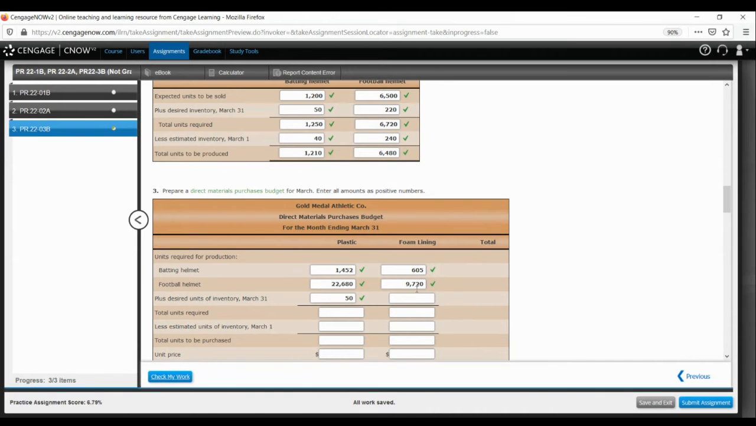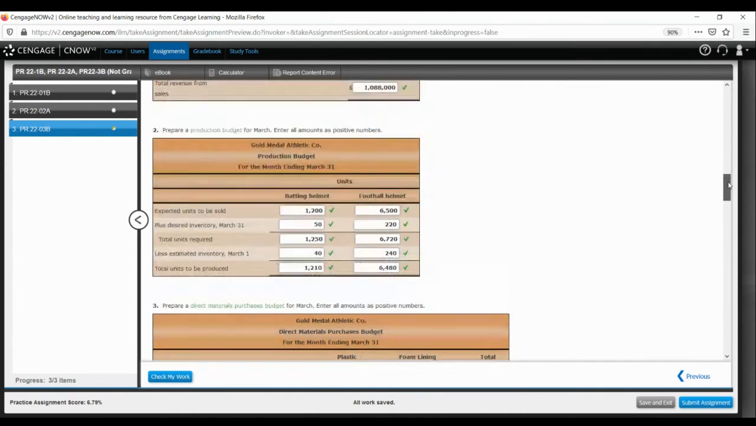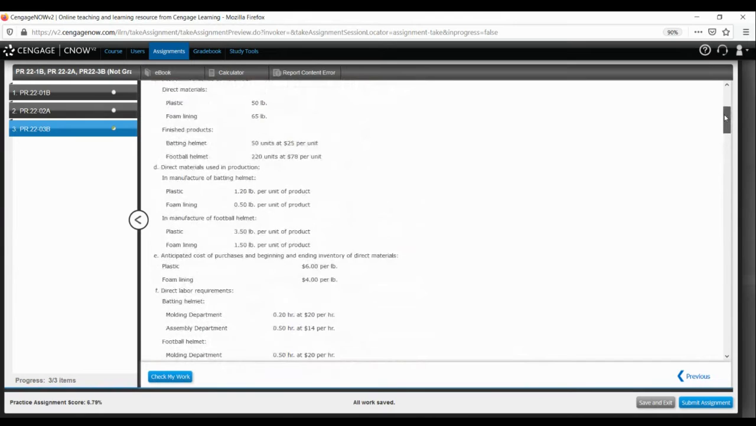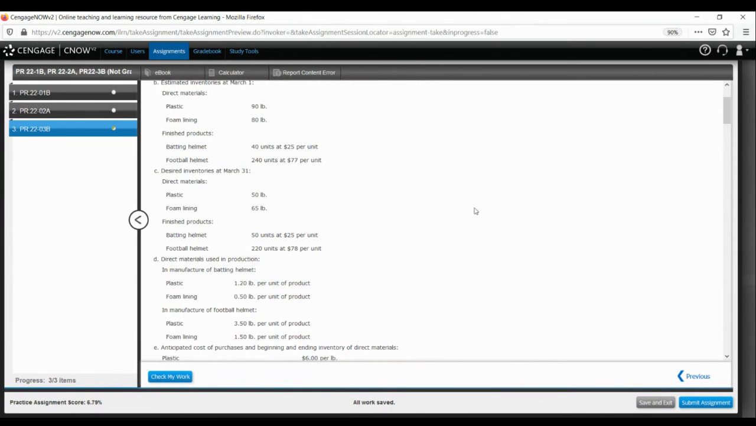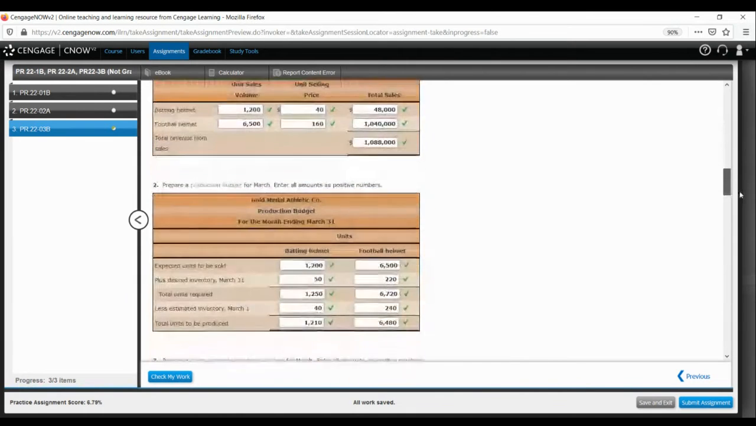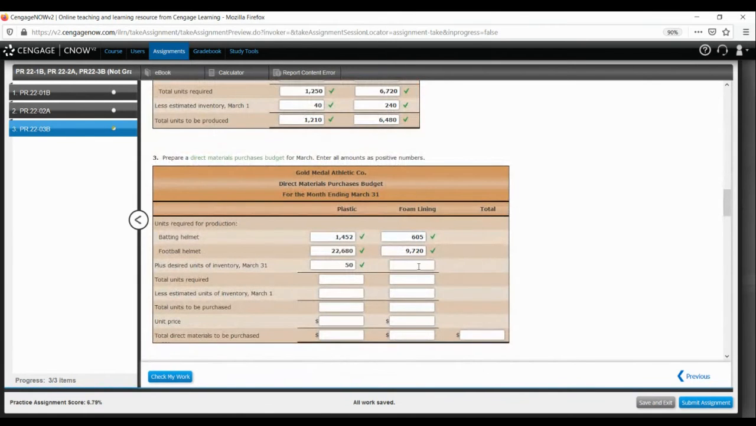Then we're going to look for our foam lining, the amount of the ending inventory of the materials. The desired inventories at March 31st for foam lining is 65 pounds. So 65 pounds is going to be placed into the ending inventory for foam lining.